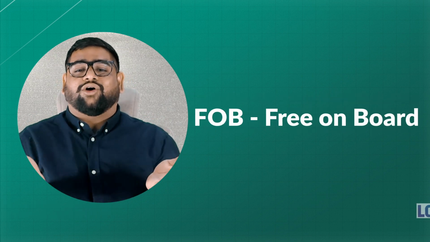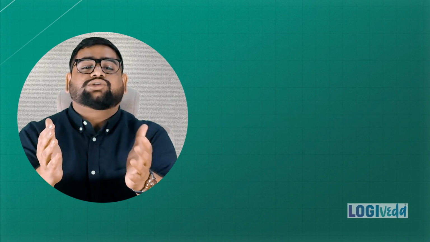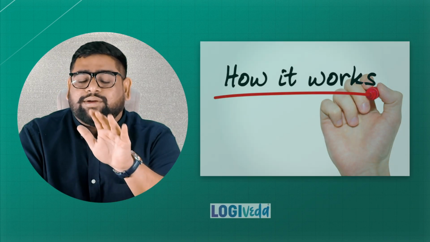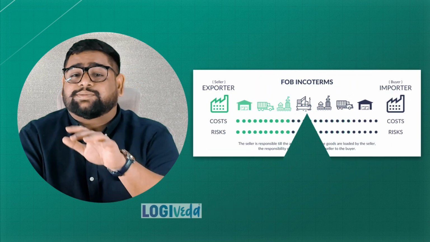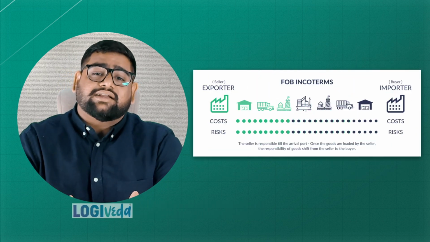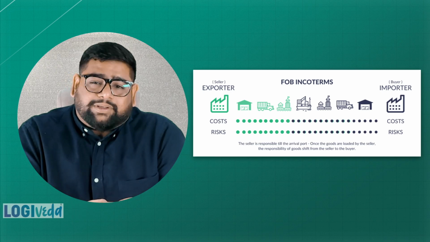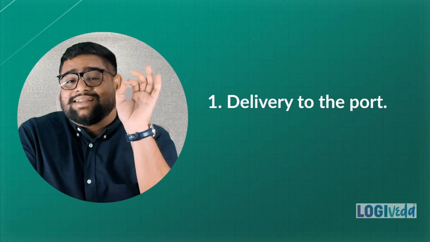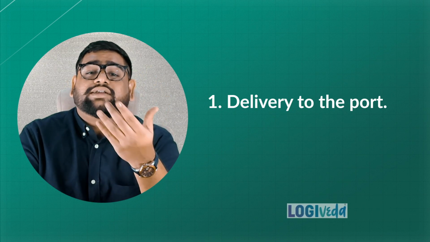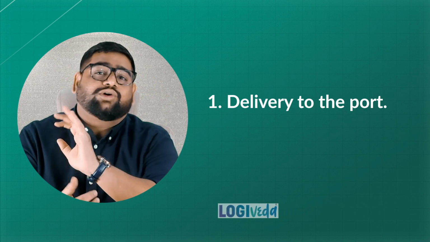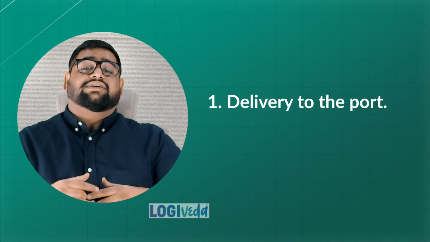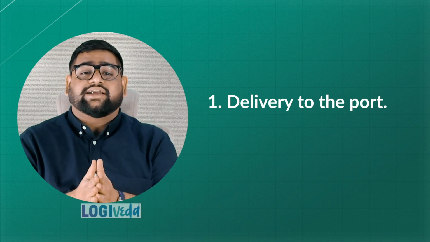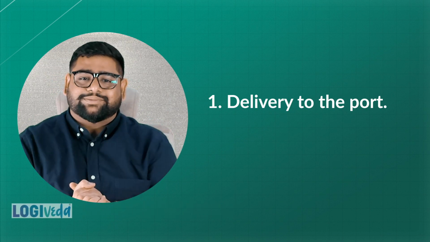Now let's focus on FOB, which stands for free on board. FOB is one of the most common Incoterms and it is vital to understand how it works. Incoterm 2020 FOB allocates responsibilities between the buyer and the seller at various stages of the shipping process. Let's break it down. First is delivery to the port. The seller is responsible for delivering the goods to the named port of shipment. The seller covers the cost and risk associated with getting the goods to the port.